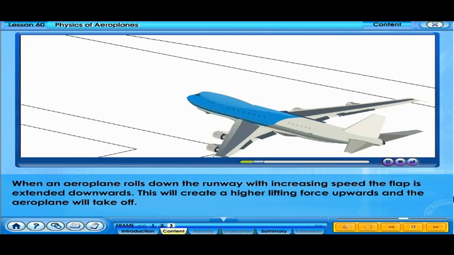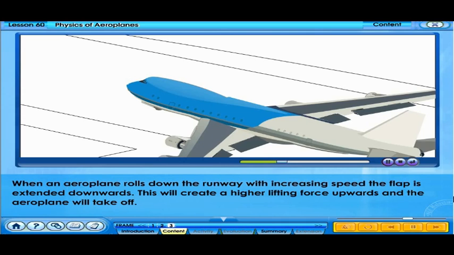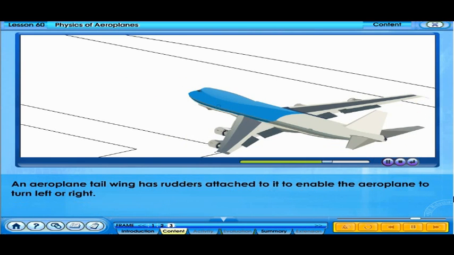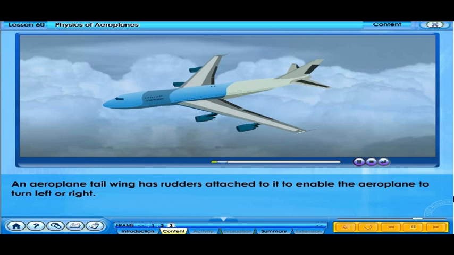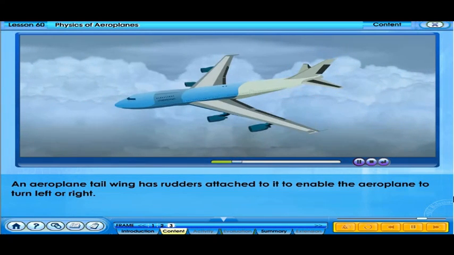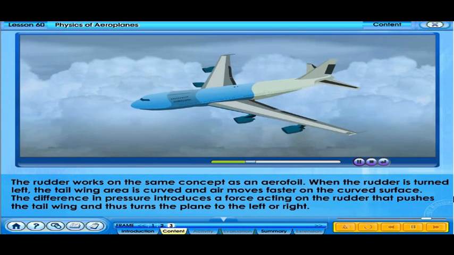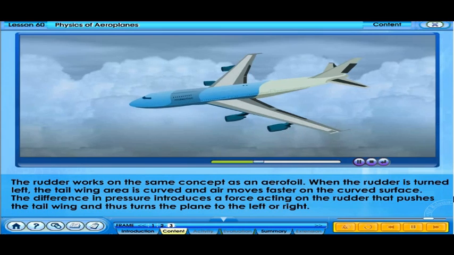When an aeroplane rolls down the runway with increasing speed, the flap is extended downwards. This will create a higher lifting force upwards, and the aeroplane will take off. An aeroplane tail wing has rudders attached to it to enable the aeroplane to turn left or right. The rudder works on the same concept as an aerofoil.